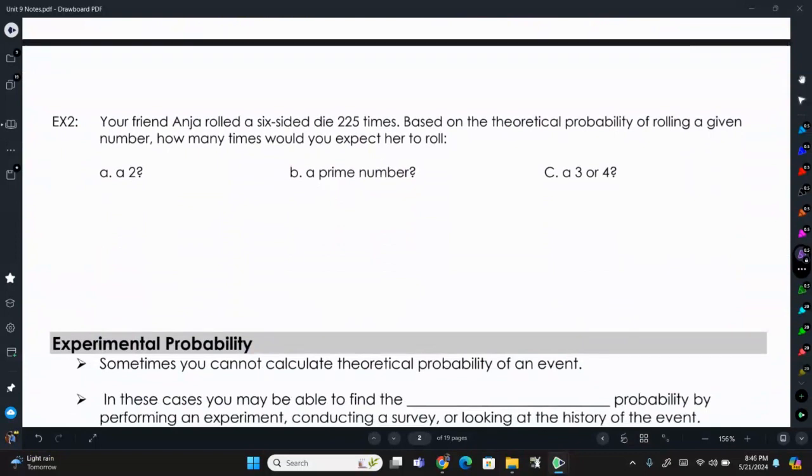So on the next page, it says your friend rolled a 6-sided dice 225 times. Based on the theoretical probability of rolling a given number, how many times did you expect her to roll a 2? So first we would take the probability of rolling a 2. Well, there's 1 2 on a 6-sided dice, so the probability of rolling a 2 is 1 out of 6. So we would multiply 1 out of 6 times 225. So 1 divided by 6 times 225 gives us 37.5. So we would expect about or around 37 times.